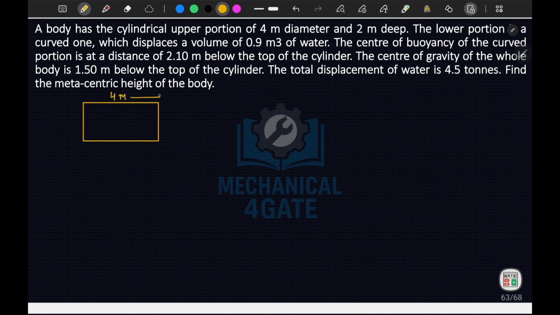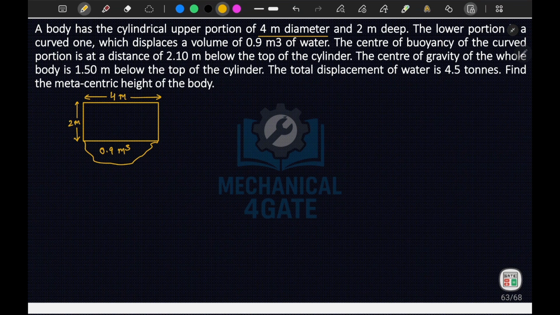4 meter. Okay, this diameter is 4 meter and 2 meter deep. Now the lower body is curved one, so it's something like this. Let's say something like this. Okay, and this portion has volume, let's say that this is your 0.9 meter cube.